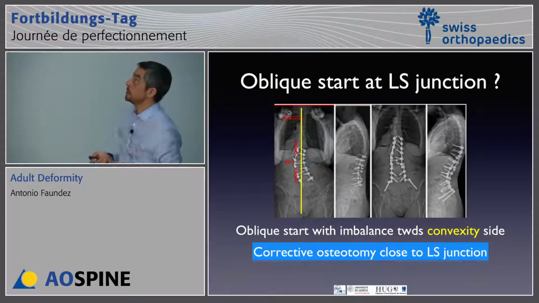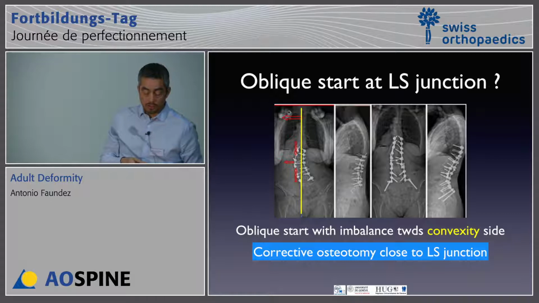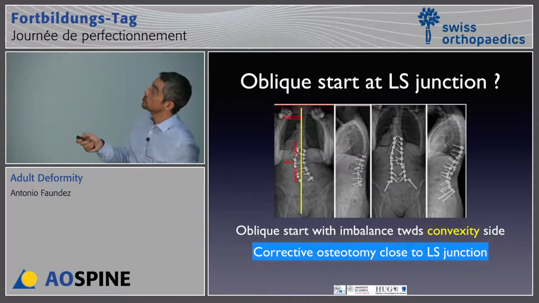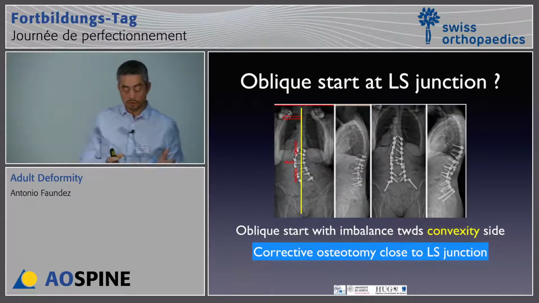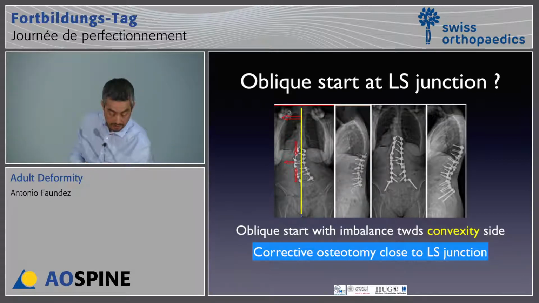What about the oblique take-off of the lumbosacral junction? This is also an important topic, because if you have an oblique take-off with the imbalance that goes towards the convexity, like in this side, this means that you need to do an osteotomy around or close to the lumbosacral junction to bring the patient back into coronal and sagittal balance.